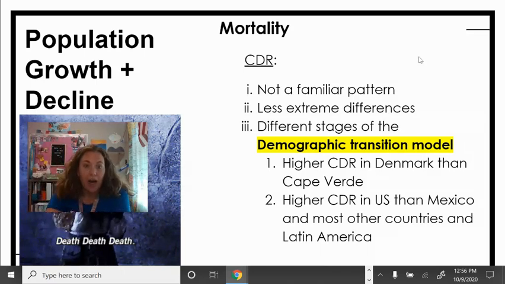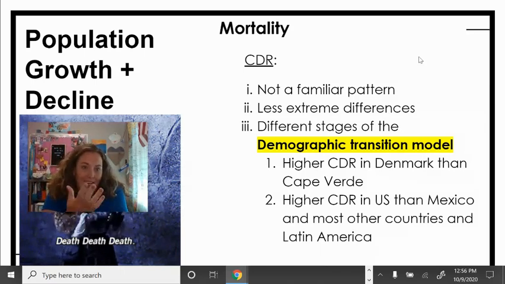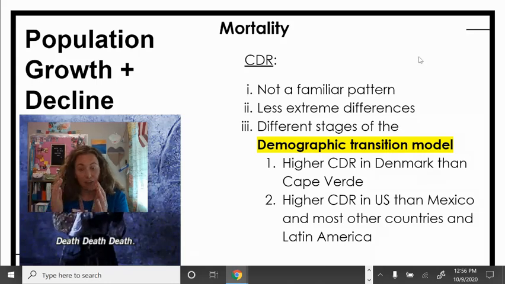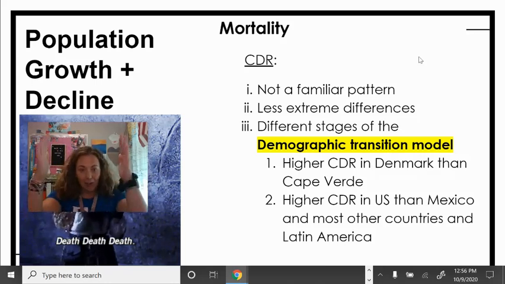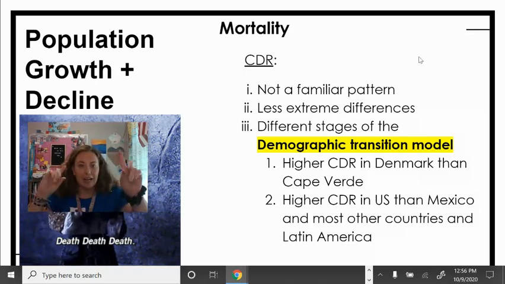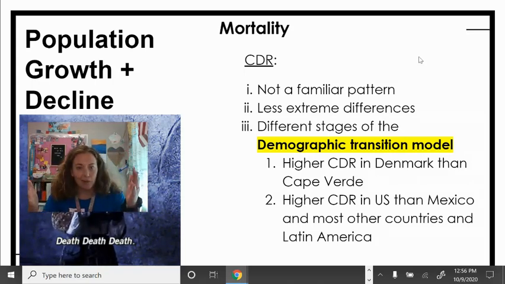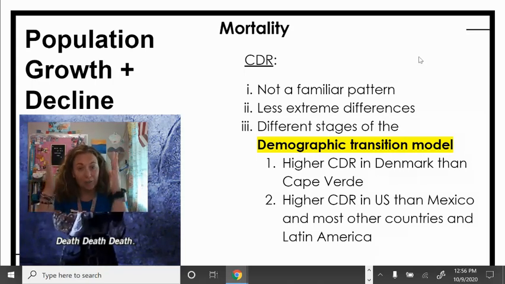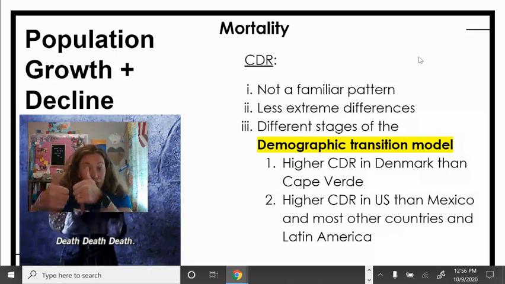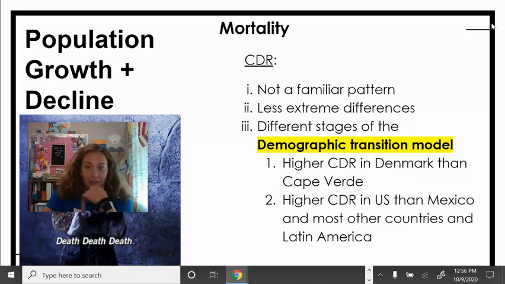But you have to be a pretty developed country to get to a place where you have a lot of old people. But there's also a natural limit to how old a human can live, no matter how developed a country they're in. So Denmark and the United States, very developed countries, can have a lot more old people because we have the medical technology and access to medical care to keep old people alive longer. But then when they die and that whole age group dies out, that makes our crude death rate go higher.